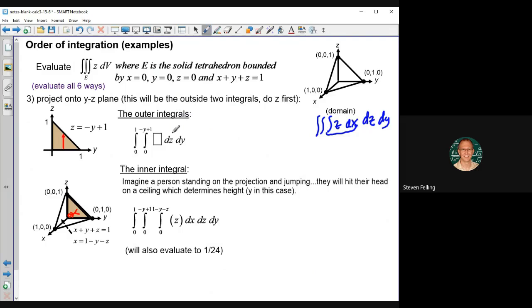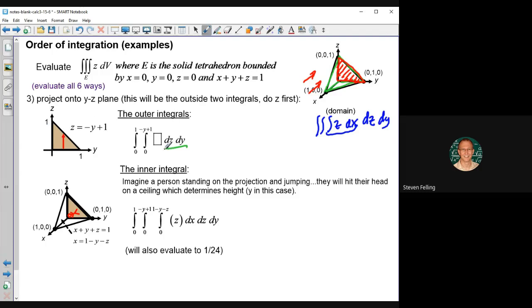In zy, you have to imagine that you're taking your region in the domain, this tetrahedron, and projecting it onto the yz plane. Imagine you're shining light in this direction, projecting it to form a shadow. That would form a triangular region here, which I'm sketching over here on the side.